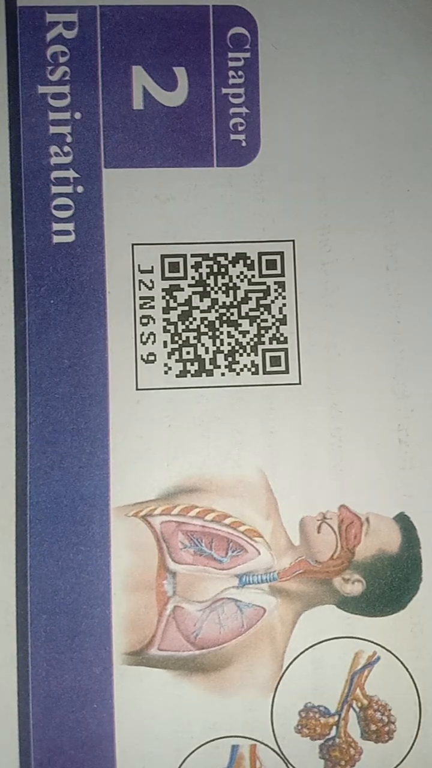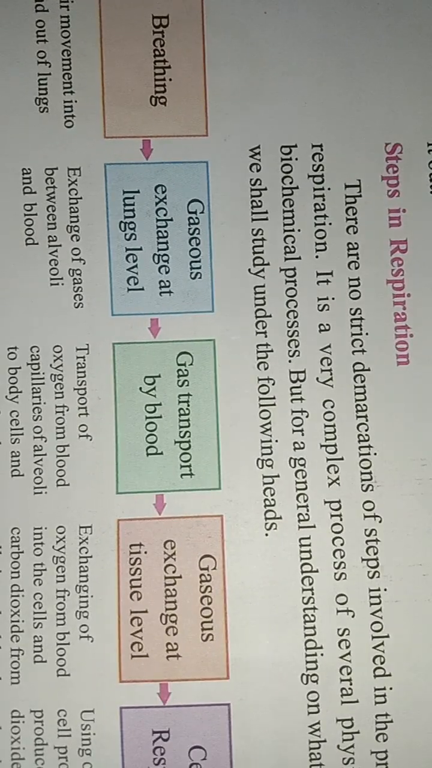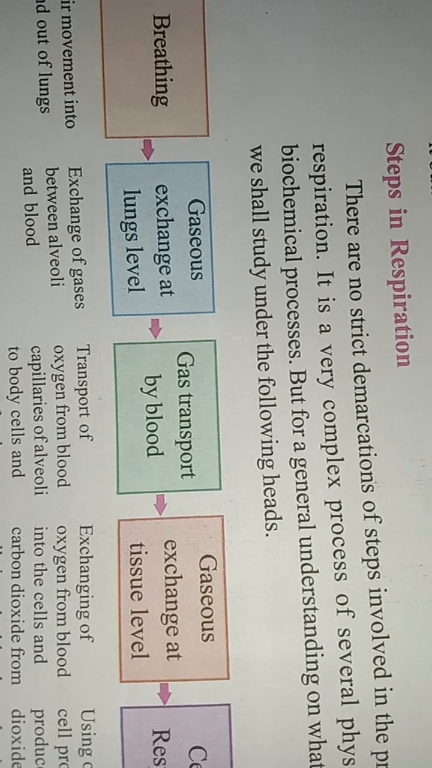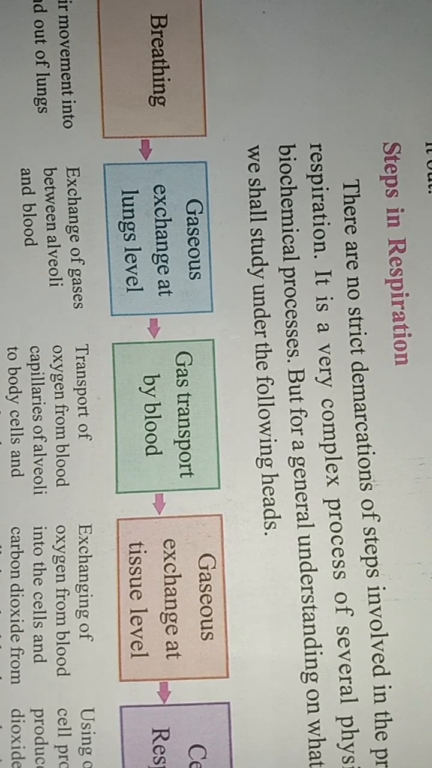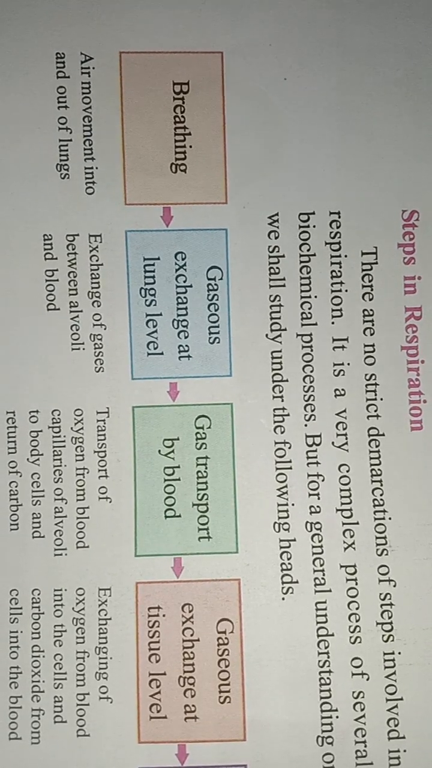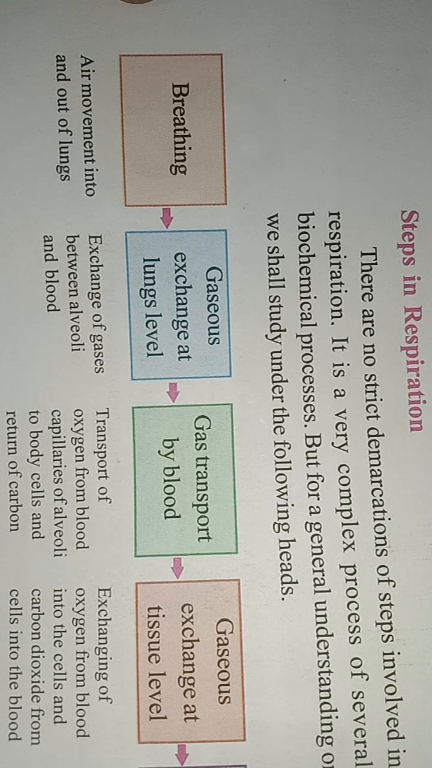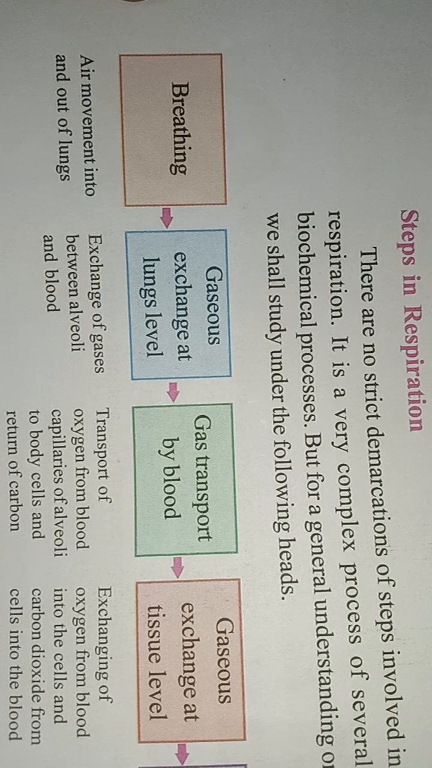Right? So here, first topic, respiration. Steps in respiration. See the block diagram here. First, we breathe in through our nose, right? After breathing in, where does the air go? Air moves into the lungs and out of the lungs. From the lungs, it reaches the blood, right?